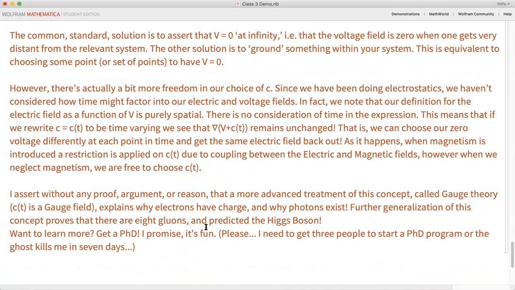It's why photons exist. It's why light exists. It would actually prove that there are 8 gluons, which there are, and it would tell us why the Higgs boson was predicted. The reason we knew there was a Higgs boson was in large part due to doing this, looking for these extraneous degrees of freedom in these potential fields, basically. I mean, far more advanced than that, different types of fields, different types of degrees of freedom, the same idea.